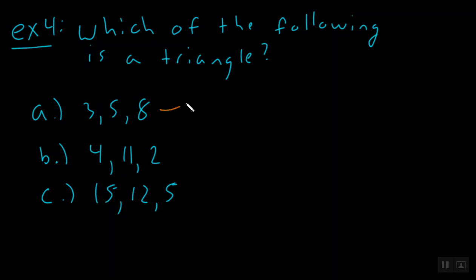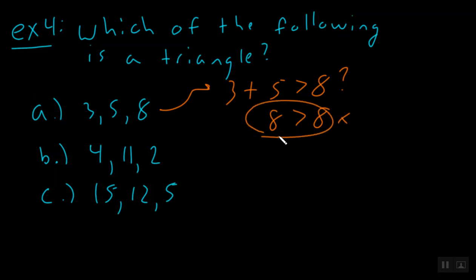So here we have 3, and let's say it like this: 3 plus 5 is greater than 8. Is that true or false? Let's see, what is 3 plus 5? That is 8. And is 8 greater than 8? Is that a statement that's true? Well, no. Something can't be greater than itself. Remember, these are inequalities. These are things that are unequal, so we're not looking for things that are equal.